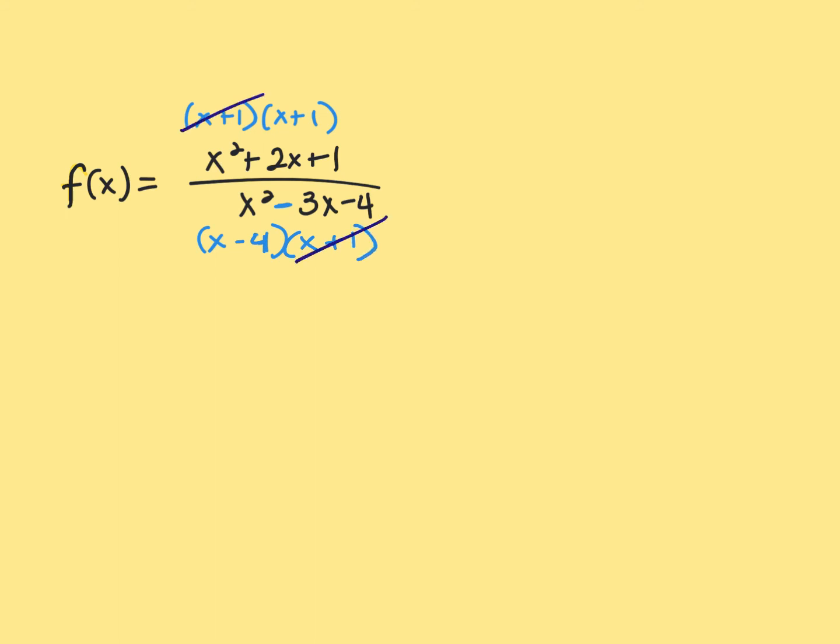So the x plus 1 is going to cancel. So there is a hole where x equals -1, because if I set that equal to 0, I would get x equals -1. So now my equation becomes f of x equals (x plus 1) over (x minus 4).